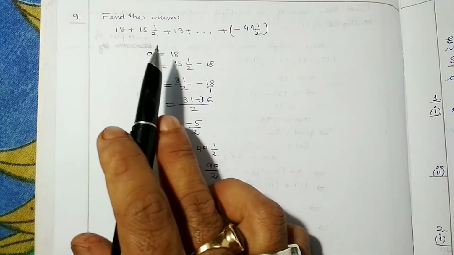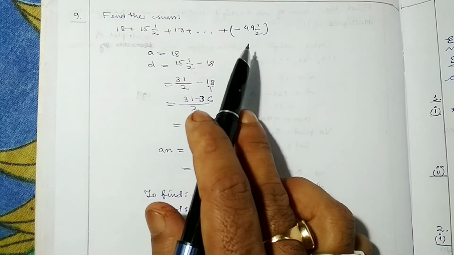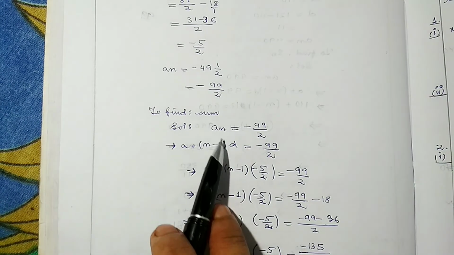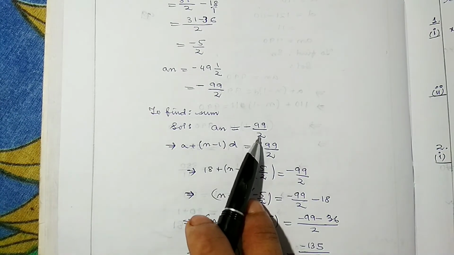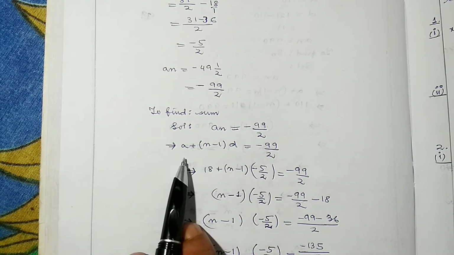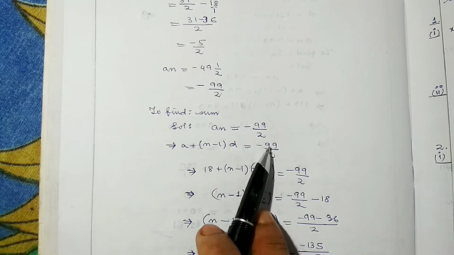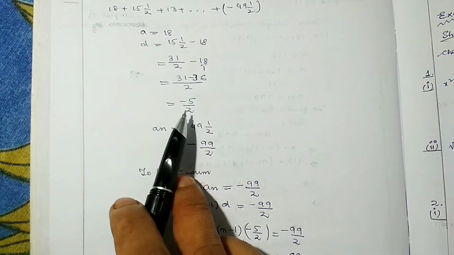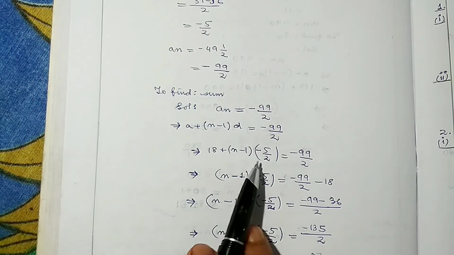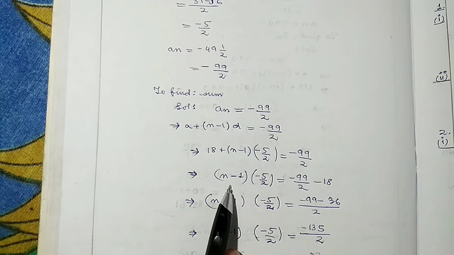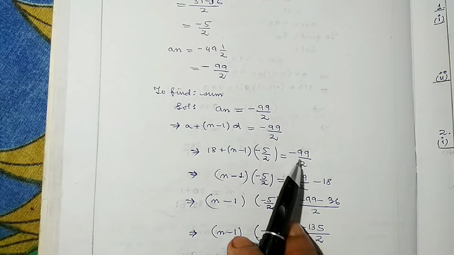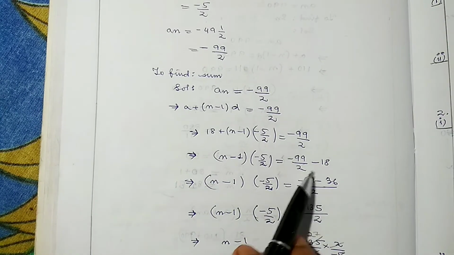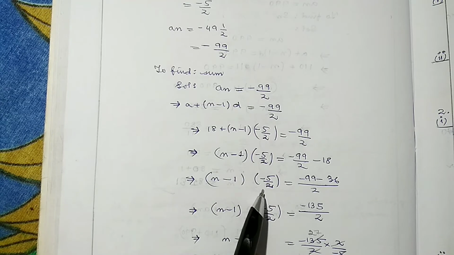But here, how many terms are there is not known. That means n is missing. So first of all, we have to find n. We have to use term formula. Here last term is minus 99 by 2. And we know the formula a plus n minus 1 into d is minus 99 by 2. Just replace a by 18 and d by minus 5 by 2. If I replace, I am going to get this. So n minus 1 minus 5 by 2 minus 99 by 2. And this 18, if I shift, it will be minus 18. So n minus 1 into minus 5 by 2.